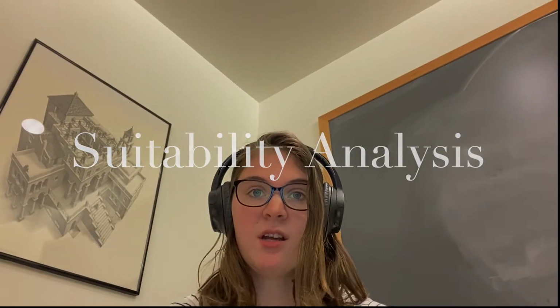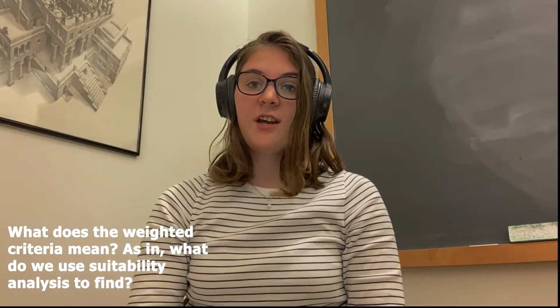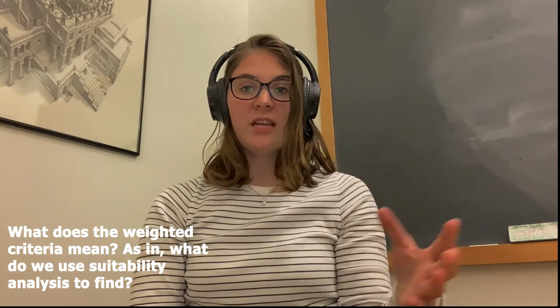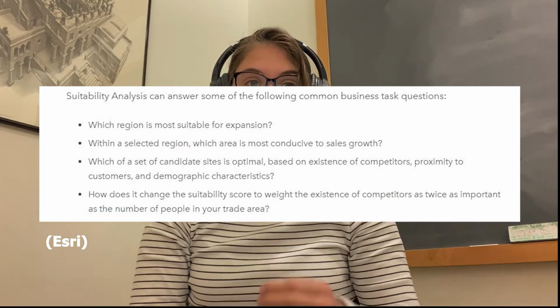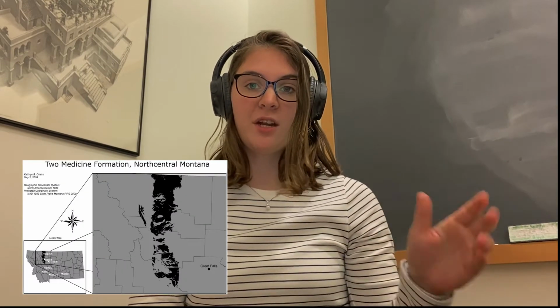So, suitability analysis, what is it? It is a mapping technique and process that will return a score based on a weighted criteria. That score will represent how suitable an area is for something. And what is that something? The ArcGIS website from Esri gives a few examples of commonly used applications of suitability analysis to business tasks. But like I mentioned before, this case of suitability analysis was used to predict fossil locations, and Catherine B. Oheim's article applies specifically to the Two Medicine Formation in Montana.